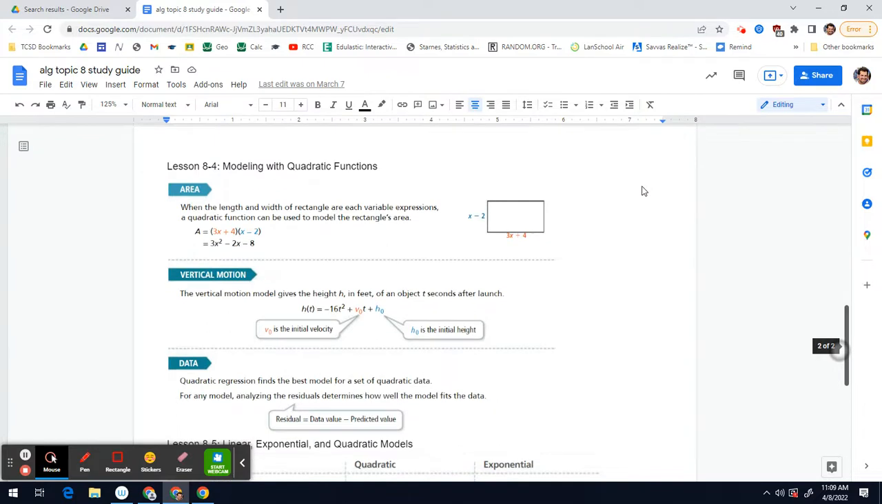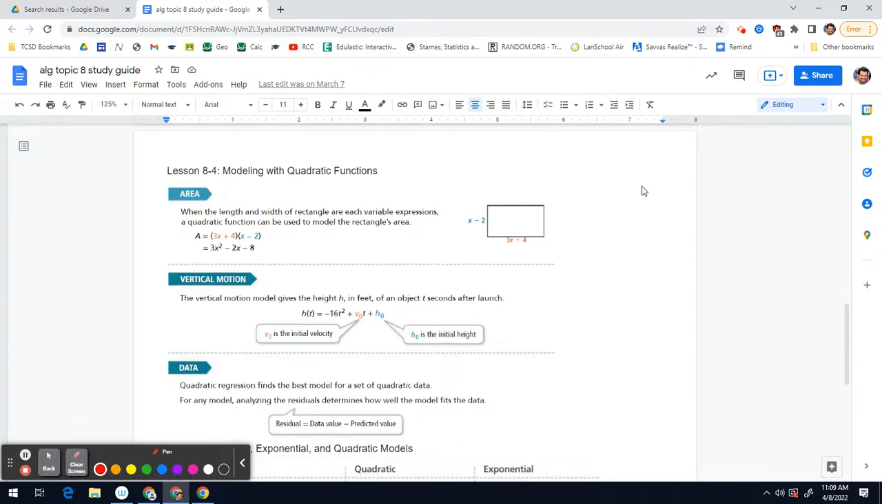If we take a look at the modeling, just remember area is a very good application of quadratics because you can multiply. When you multiply 3x times x, you get 3x squared, a quadratic. They'll give you this form if you need it. We're not going to do residuals.